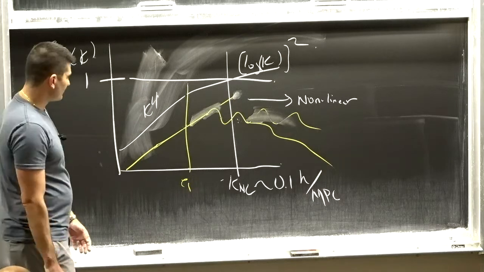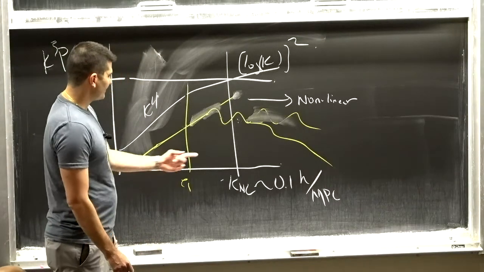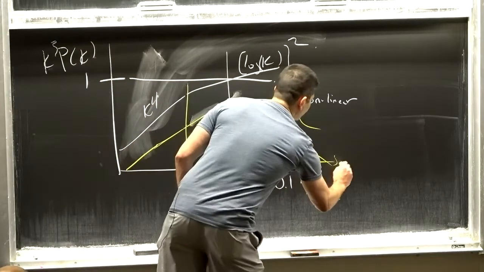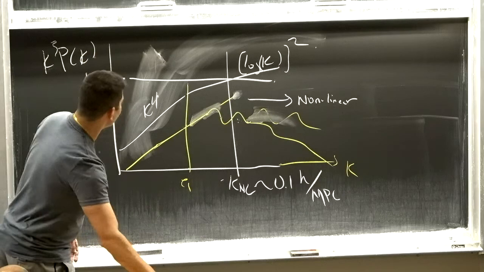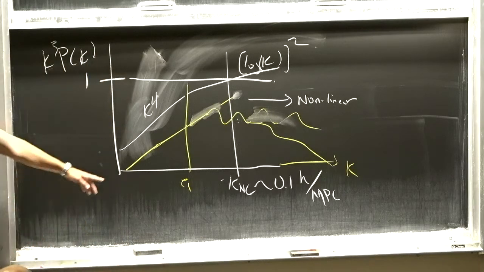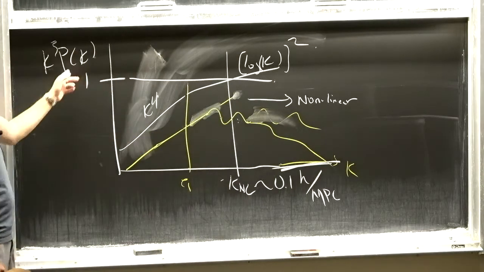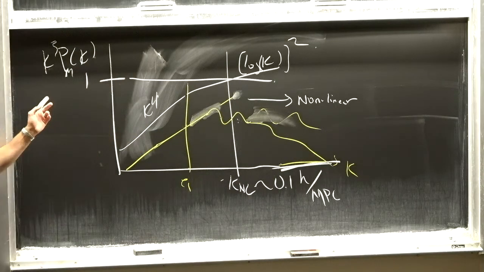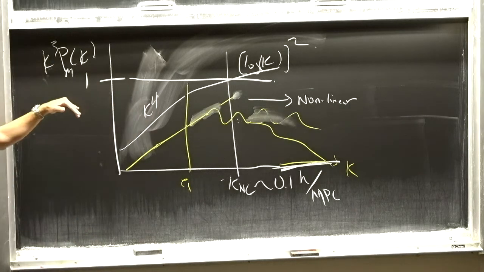What is the horizontal axis? Time? This is K. This is higher K. Sorry, I'm going to stop using the yellow chalk. It's lost its purpose. So this is K. This is just the power spectrum multiplied by K cubed, because this is dimensionless. So when I compare this number to 1, it means something.